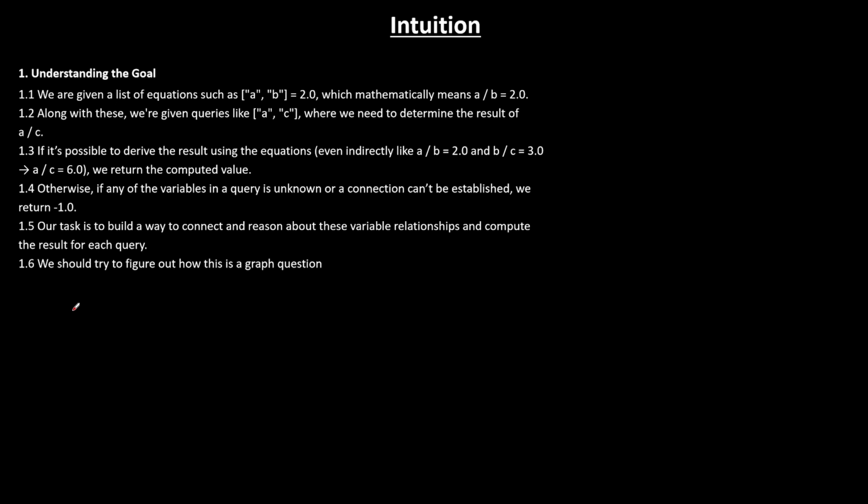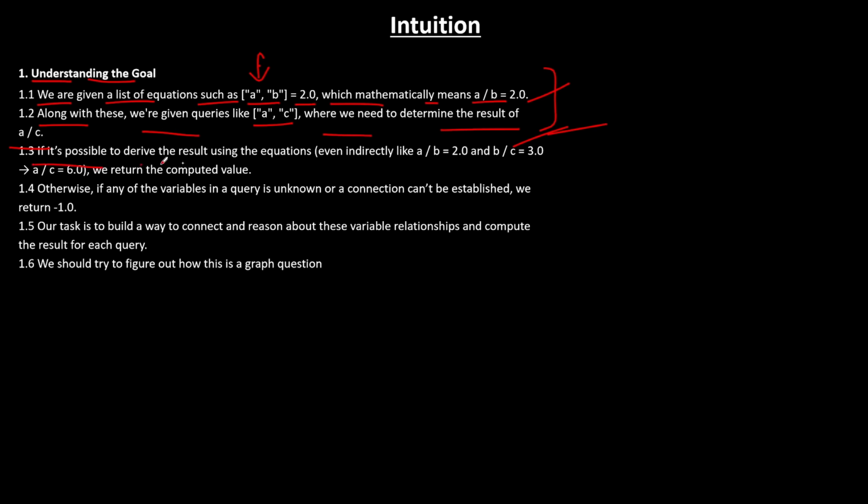To understand what the problem is asking, we should build up an intuition for the problem. Let's do it by understanding the goal first. We are given a list of equations such as a comma b, which is 2.0, and these will always be strings, which mathematically means that a by b equals 2.0. Now, along with this, we are also given queries like a comma c, which is also a string, where we need to determine the result of a by c. We saw how we can determine this, so this is clear to us.